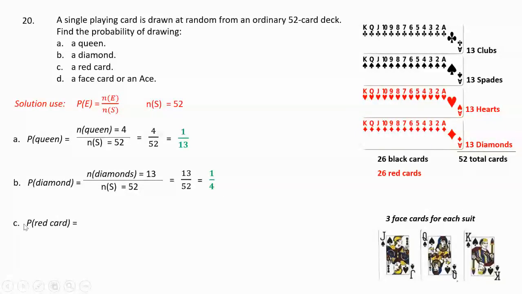For part C, the probability of a red card, there's 26 reds and 26 blacks. So it's going to be 26 over 52, which will give us 1/2.